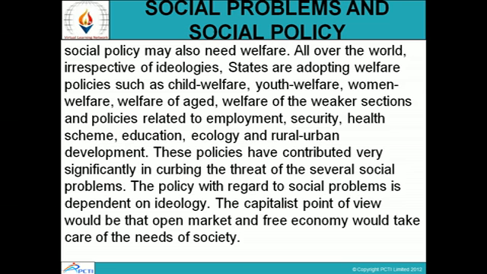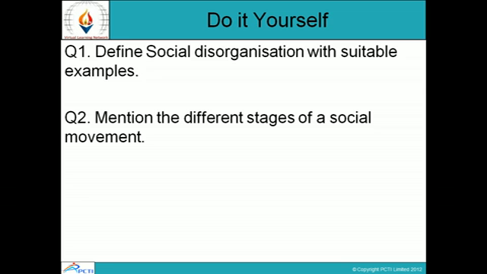The policy with regard to social problems depends on ideology. The capitalist point of view would be that an open market and free economy would take care of the needs of society. Now, there are some questions on the basis of this session. First, define social disorganization with suitable examples, and second, mention the different stages of a social movement.